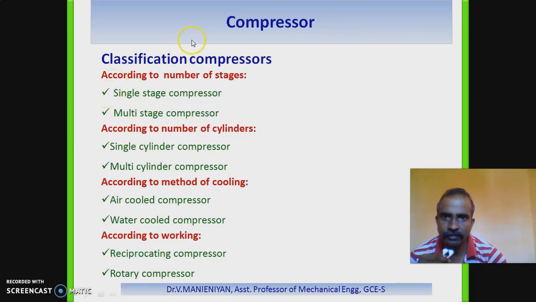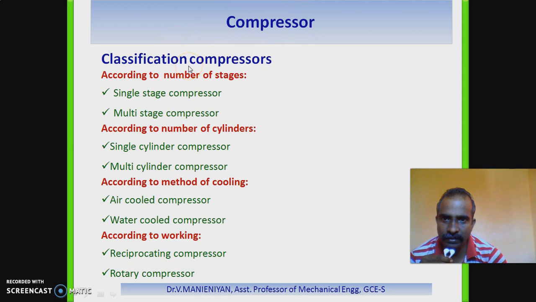In this presentation, we will discuss the compressor. A compressor is a device normally used to compress air or gas from low pressure to high pressure. It is used in power plants, refrigeration plants, and a number of industries. The compressed gas is used for many industrial applications.